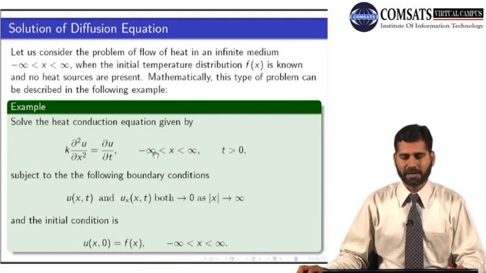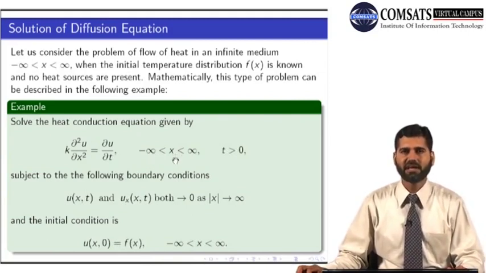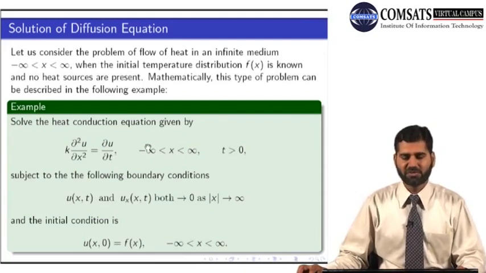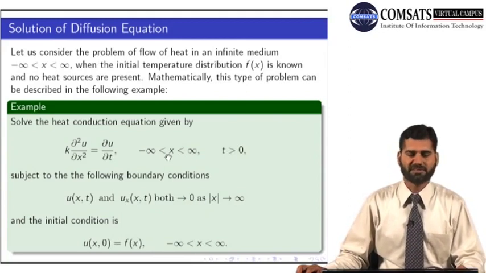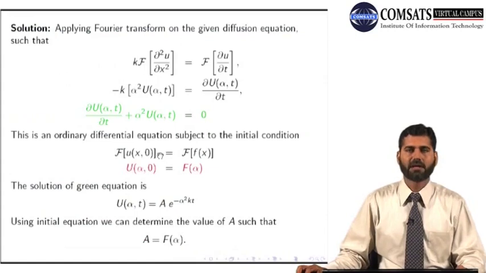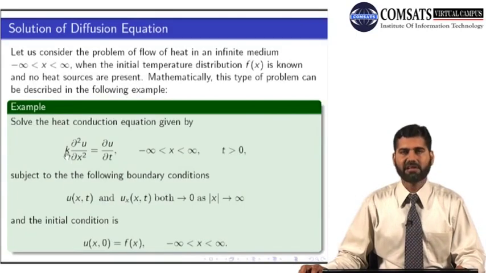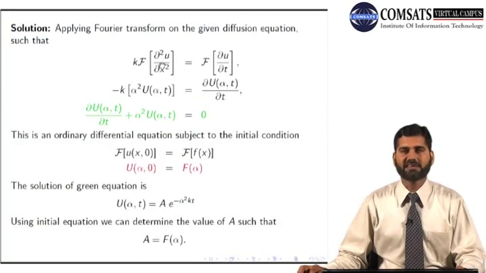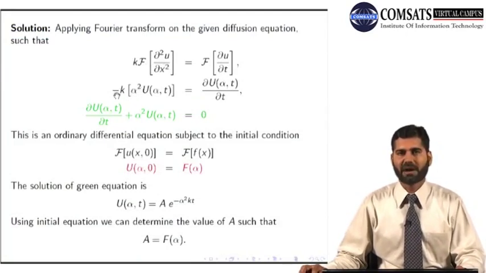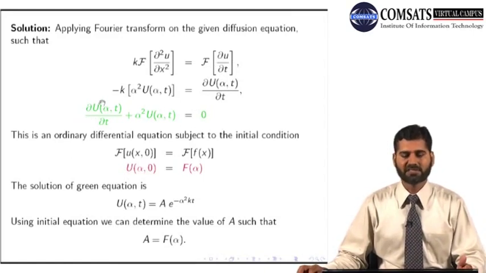To solve this type of problem, because our domain is from minus infinity to infinity, and Laplace transform only goes from 0 to infinity, we need to use Fourier transform here. Applying Fourier transform on the given diffusion equation, because k is a constant, we take the Fourier transform of the second derivative and the Fourier transform of the t derivative. We know that the Fourier transform of the second derivative is (iota alpha) squared, so iota squared will make it minus, and alpha squared is inside, times the Fourier transform of u, which is capital U(alpha, t). Partial by partial t comes out of the Fourier transform, and the Fourier transform of u is capital U(alpha, t). So this becomes a first order ordinary differential equation basically.